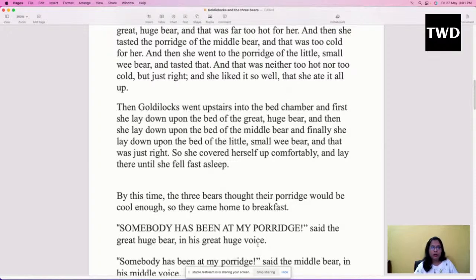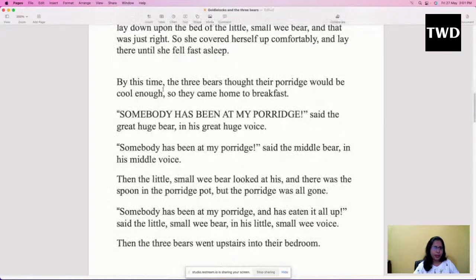So she covered herself up comfortably and lay there until she fell fast asleep. Yes. By this time, the three bears thought their porridge would be cool enough. So they came home to breakfast. Yes. So after all these things happened, the three bears came home from the woods, because they wanted to have their breakfast.